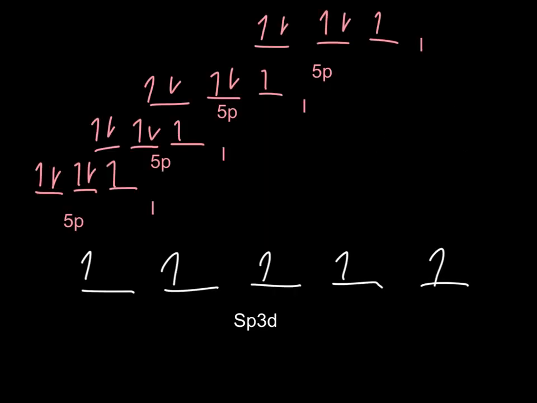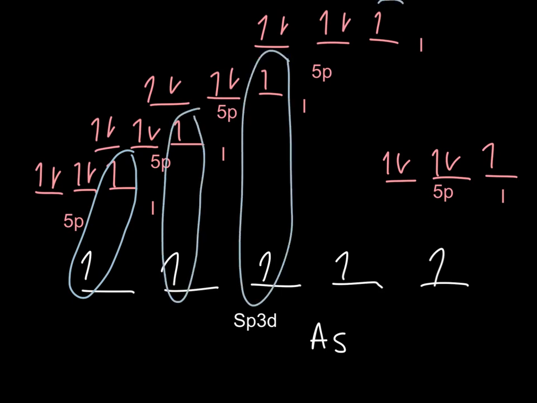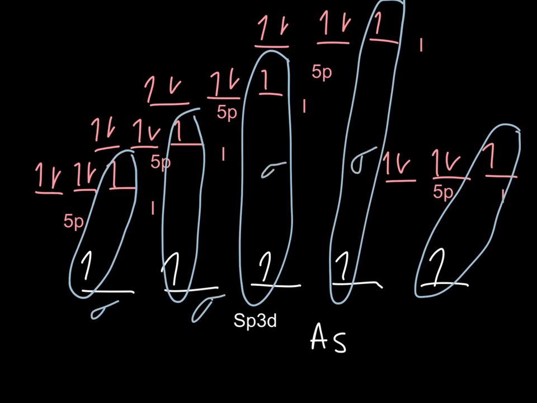Now here we have a hybridized sp3d orbital from arsenic. And we have the 5p orbitals from iodine, the 5 iodines. And these electrons form bonds. And these are all sigma bonds. Sigma, sigma, sigma, sigma, sigma.